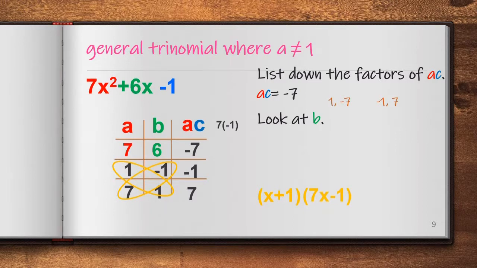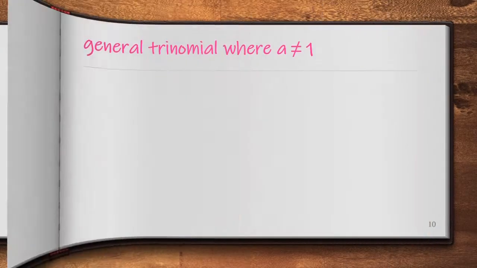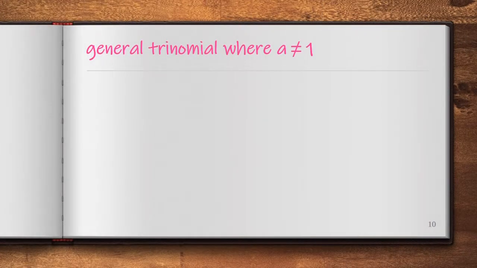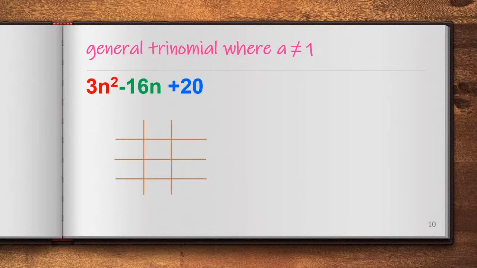Kung hindi pa, meron pa tayong ibang example. So, our next example is again a general trinomial where a is not equal to 1. 3n squared minus 16n plus 20. So, katulad kanina, gagawa tayo ng grid. Lalagay natin si a, b, tsaka ac. Ang a ay 3, ang b ay negative 16, ang ac ay 3 times 20, which is 60.